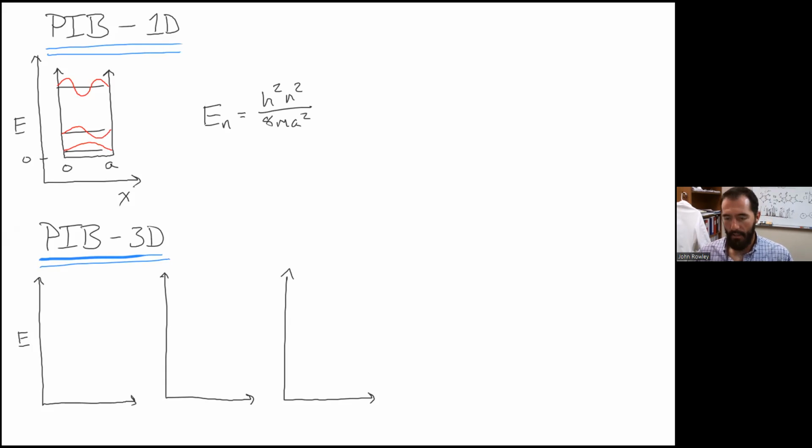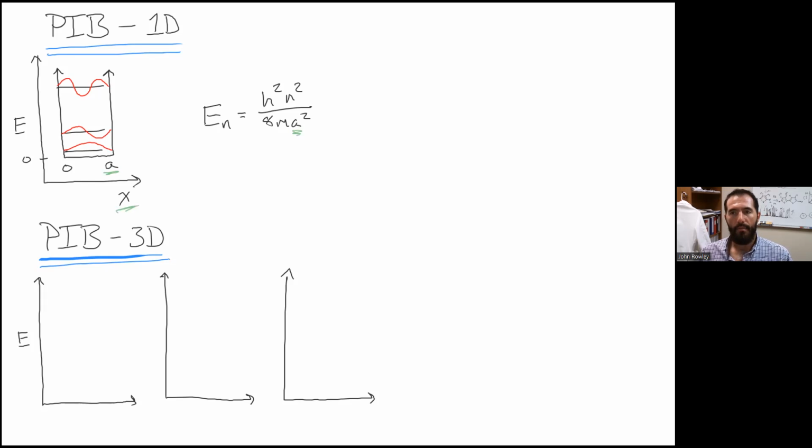Where h is Planck's constant, n is the quantum number, 8 is the number 8, m is the mass of the wave particle, and a is the length of the box, squared. So that's a. So that's in 1 dimension, where all we're dealing with is x in the x dimension.